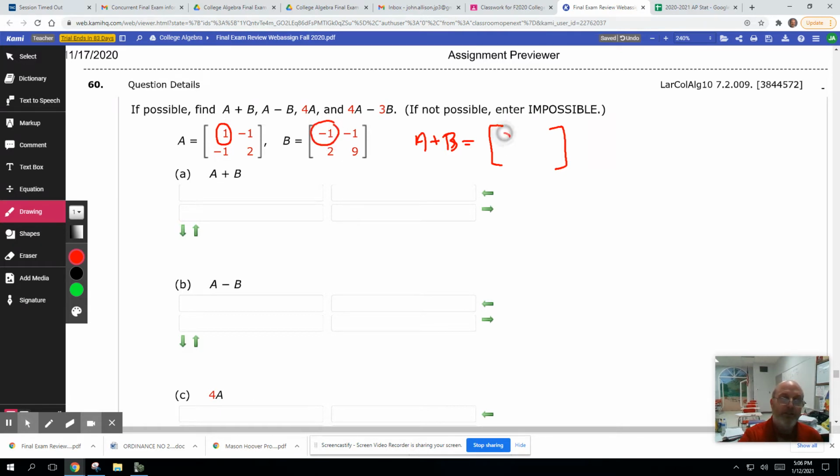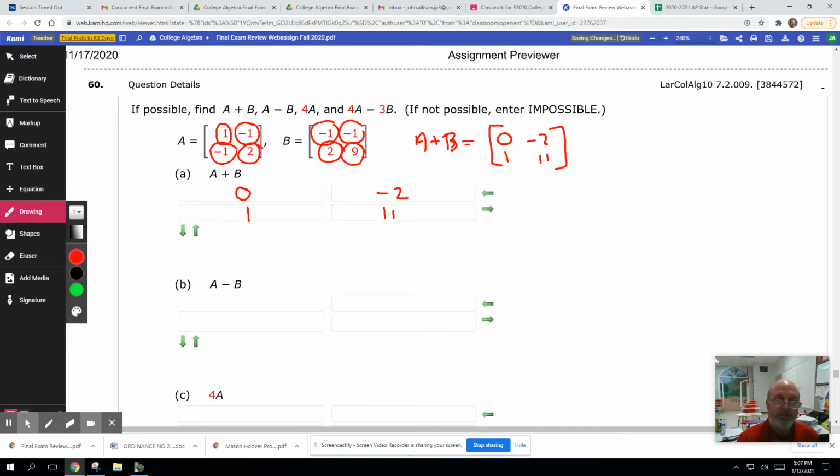So we get 1 plus negative 1 makes 0. We add the first row, second column entries together. Negative 1 plus negative 1 makes negative 2. We add the second row, first column entries together. Negative 1 plus 2 makes 1. And we add the second row, second column entries together. 2 plus 9 makes 11. So the matrix A plus B is 0, negative 2, 1, 11.